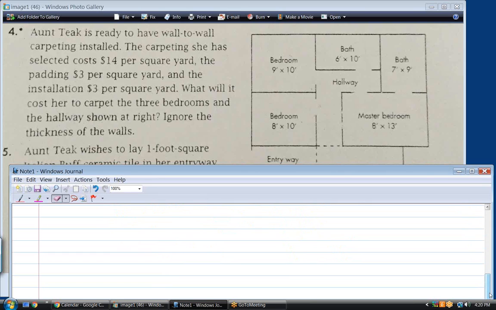What's the square footage of the bedroom? Bedroom would be 8 by 13. This bedroom right there, the upper left. Oh, okay. 90. 90 square feet. What's the cost going to be to carpet that bedroom at carpet being $3 per square yard for the padding and $14 per square yard? How much is it going to cost me to carpet 90 square feet?